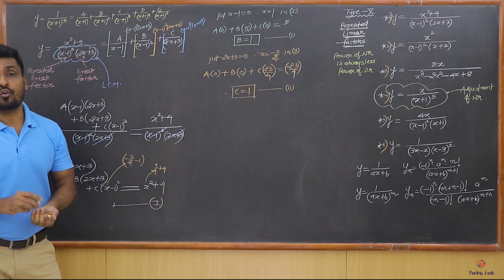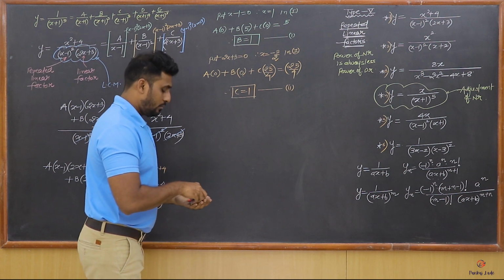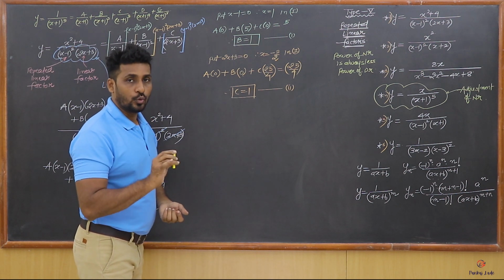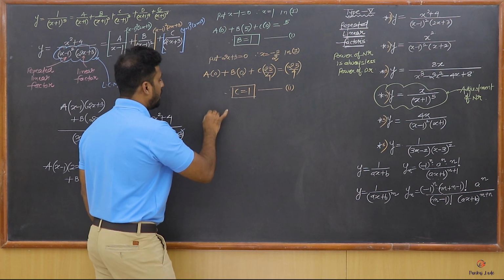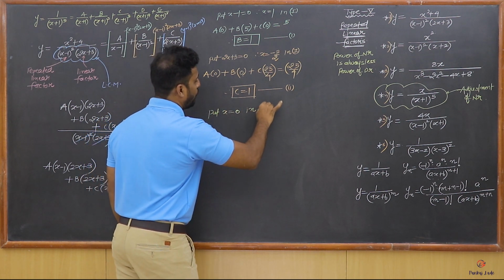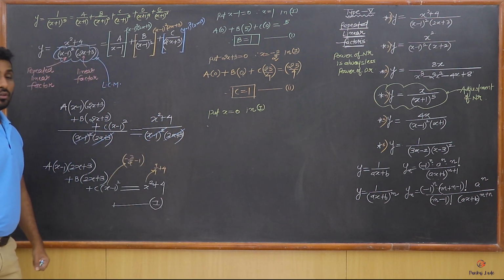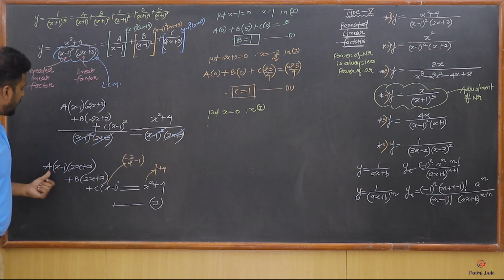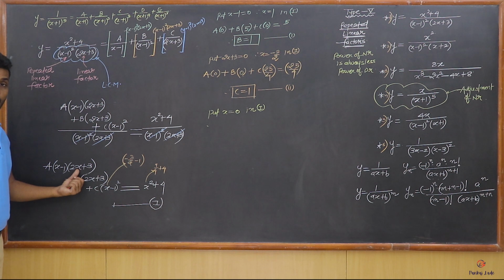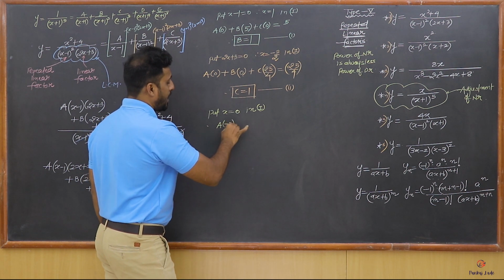So here I'm going to make use of x equal to 0 as my third value. So let's put x equal to 0 in your first equation. You get a into 0 minus 1, x is 0, so you get 0 plus 3. So that's minus 1 into 3, so a into minus 3.